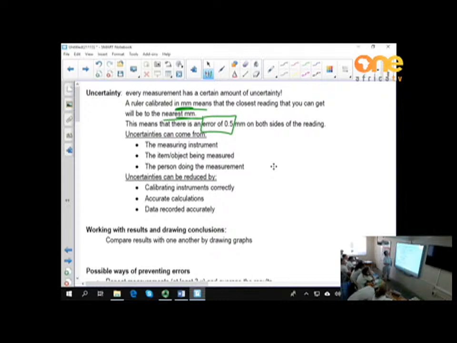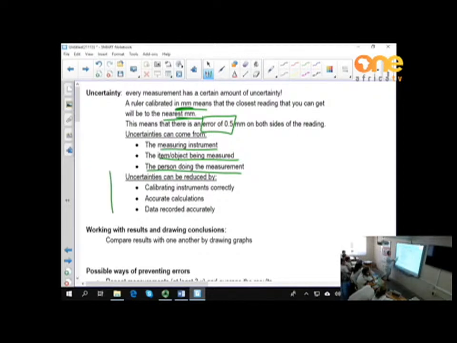Okay, so uncertainties in readings can come from the measuring instrument. It can come from the item or the object being measured. Sometimes it's very difficult to hold the object still. It doesn't want to stand still. It's a living thing that's bouncing around. Or you have to take the measurement in a very dark room and you don't have a good light on you to make the reading. Okay. Also, uncertainty can come from the person doing the reading. If I have to read millimeters without my glasses, I'm going to make an error.